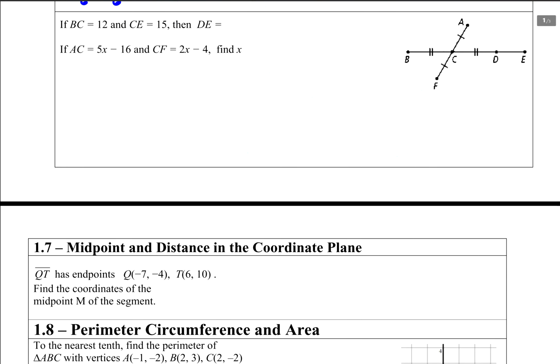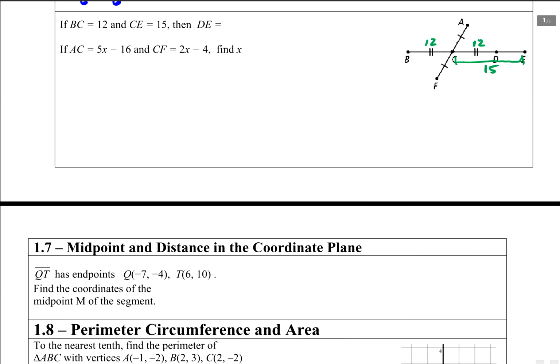Okay, last problem on this page. We're moving right along. This says if the length of BC is 12, so I'm going to come over here and look at my diagram. I know that measures 12. And do you see anything else going on here? I do. The length of CD is 12 as well, because they are congruent. And I'm told that the length of CE, that goes from here to here, is 15. I want to know the length of DE.